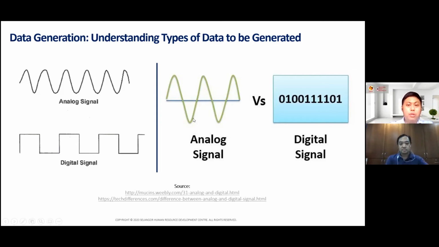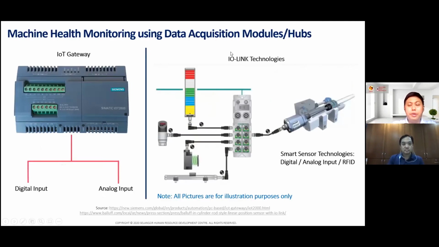So once you look at these two data sets, the next step is how do we collect that data? So there are two types of methods that you can use to collect your data, right? You can look at using an IoT gateway, right? For example, like this. You can collect your digital input, you can collect your analog input using this kind of IoT gateway, different kind of signals.